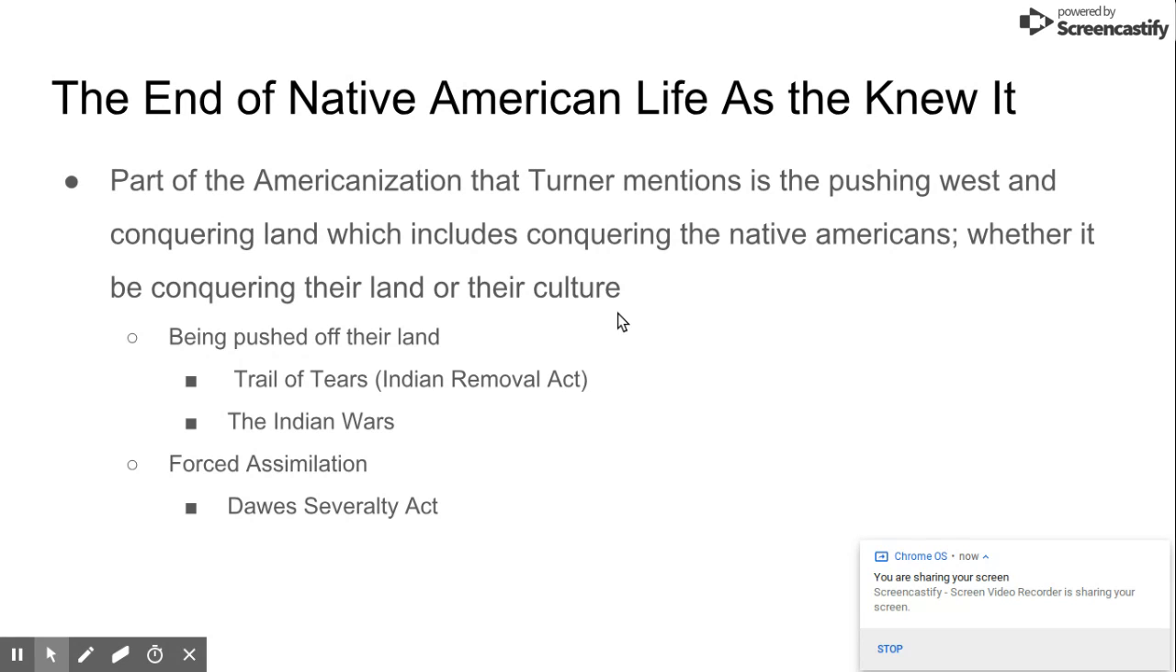The second way that the Native Americans were kind of forced away as the United States of Americans moved west was enforced assimilation, and this is shown in the Dawes Severalty Act. The forced assimilation basically made Native Americans forget their traditional ways of life and cultures and become American and live the American way, make money the American way, and contribute to American society in the normal way.